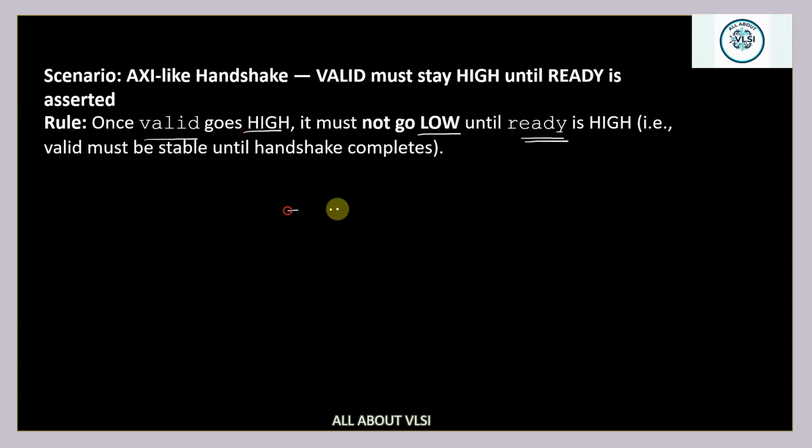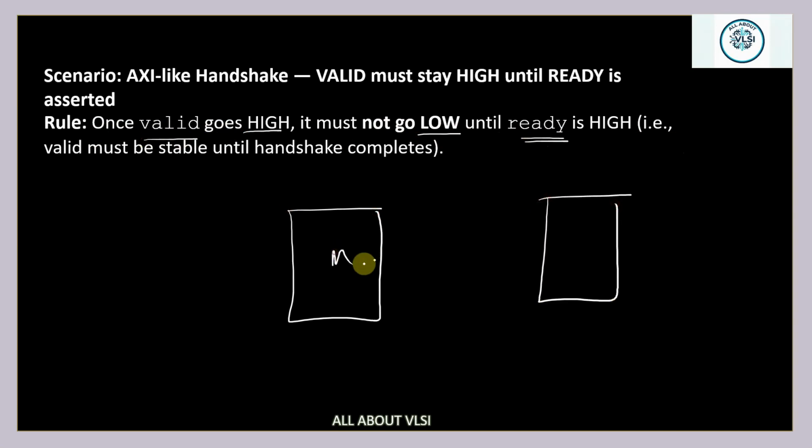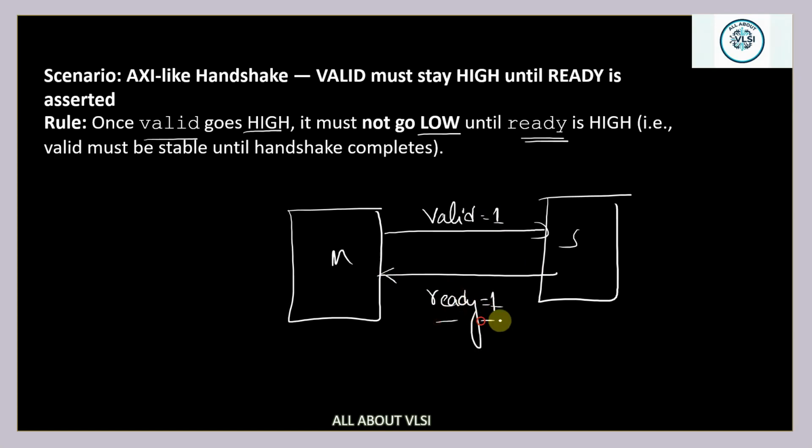This is the condition we are going to have in the AXI protocol. We will have this kind of scenario where we have a master and slave. When valid is equal to 1, then valid should not become 0 until and unless ready becomes 1. So until and unless ready is 1, valid should not become 0. This is the condition which we are going to have.